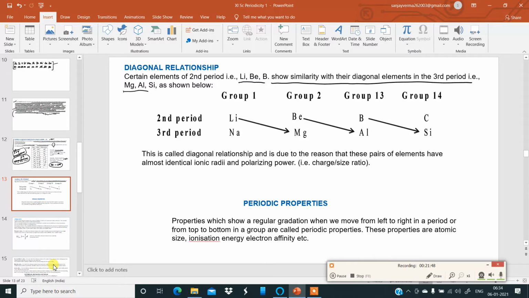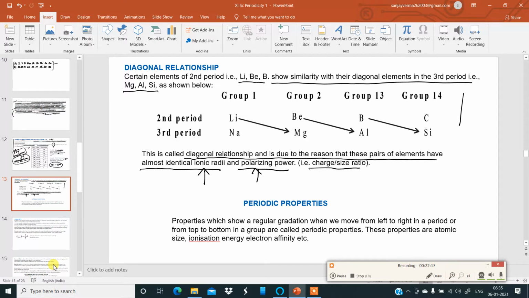Those are magnesium, aluminum, silicon. Here it is shown in this diagram over here. Okay. So this relationship is called diagonal relationship, and is due to the reason that this pair of elements have almost identical ionic radii. A very important point to be noted. This diagonal relationship is because of almost identical ionic radii and polarizing power.